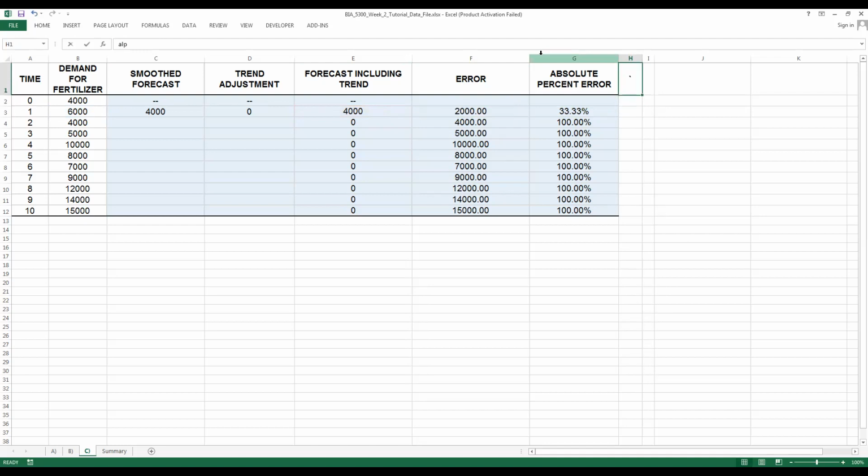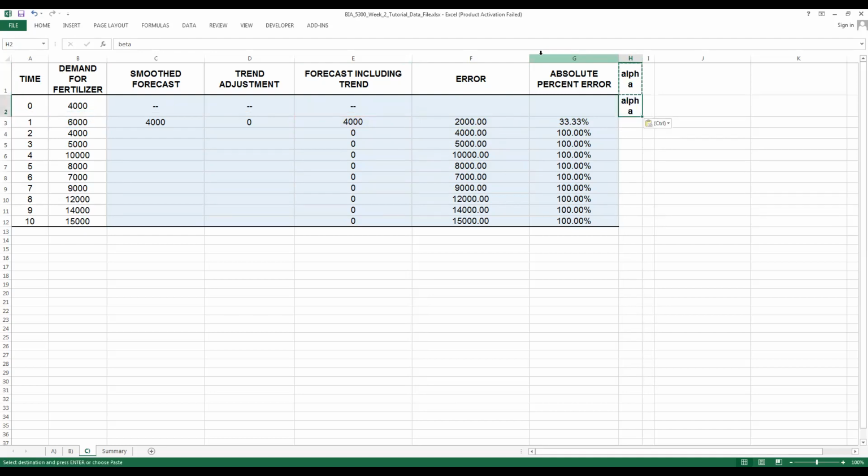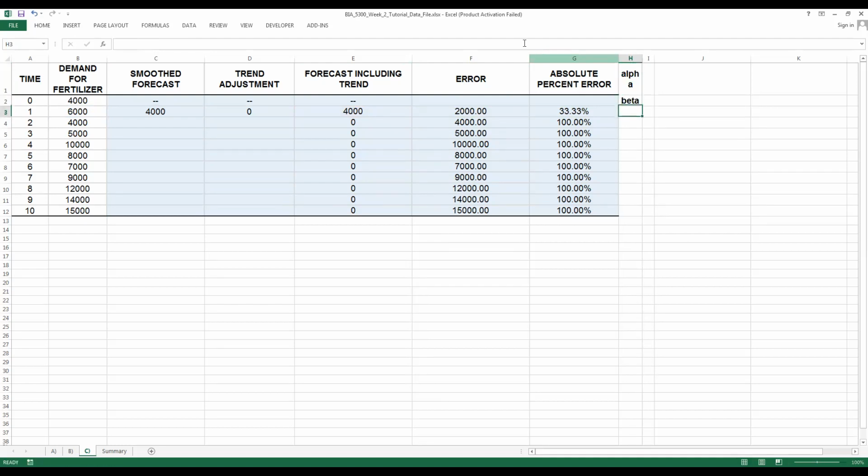So then before we move on, we're going to need alpha and beta. The question gave us 0.4 and 0.3, I believe, in the PowerPoint. No, 0.4 and 0.8. Those are my alpha and my beta that it gave me.